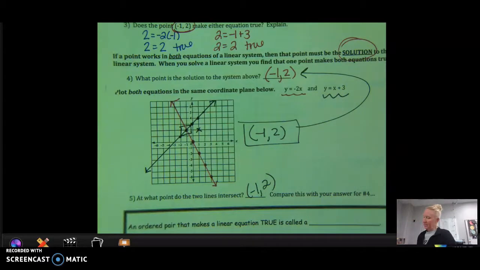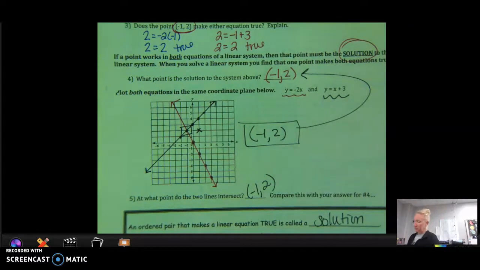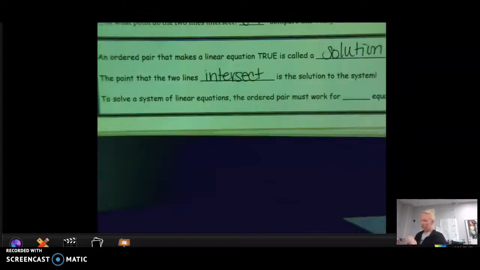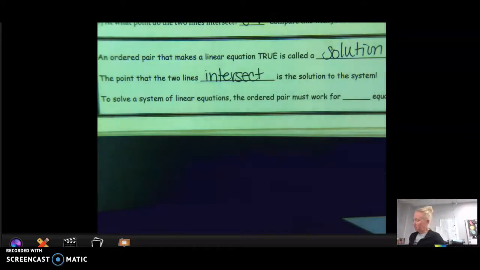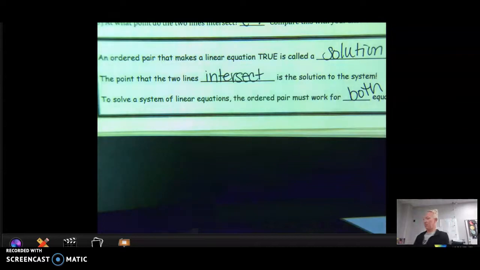An ordered pair that makes a linear equation true is called a solution. The point that the two lines intersect is the solution to the system. Oops, sorry. To solve a system of linear equations, the ordered pair must work for both equations. Okay? So let's go to the next page.